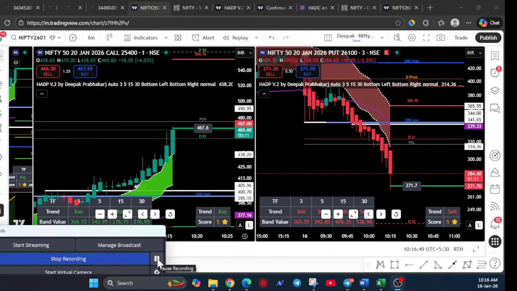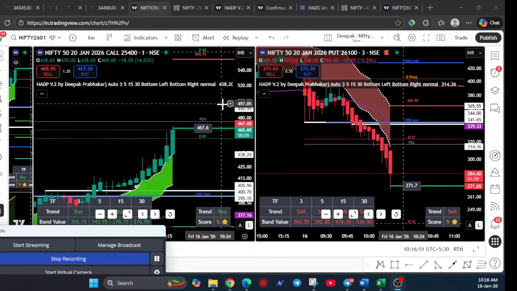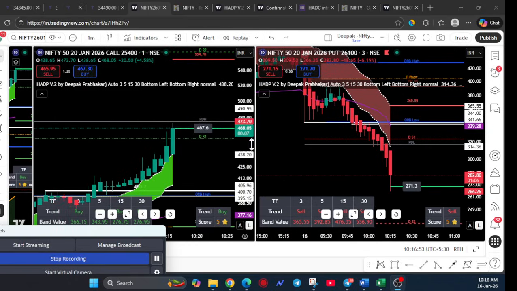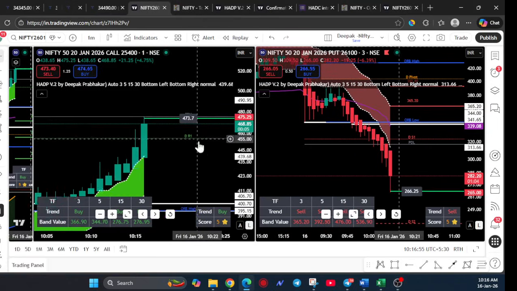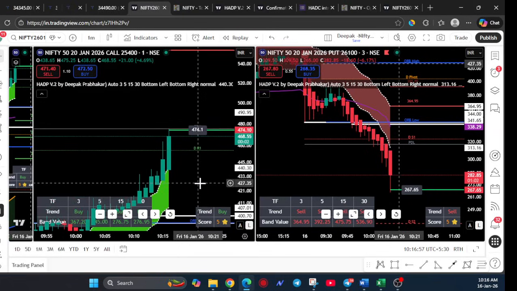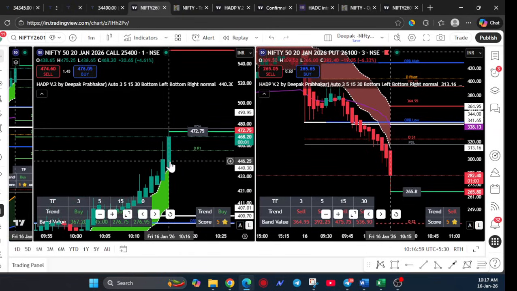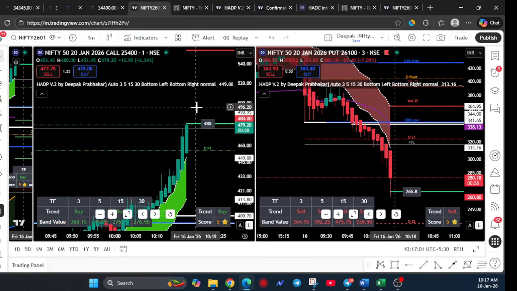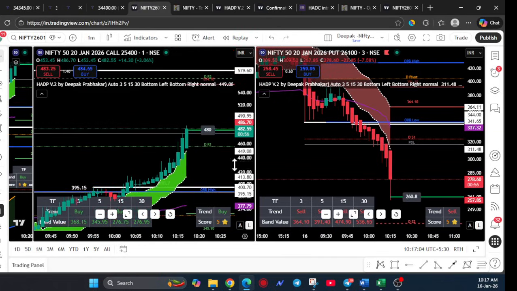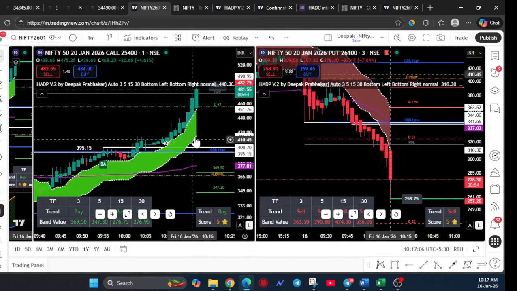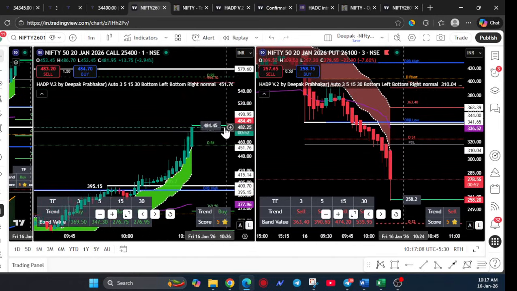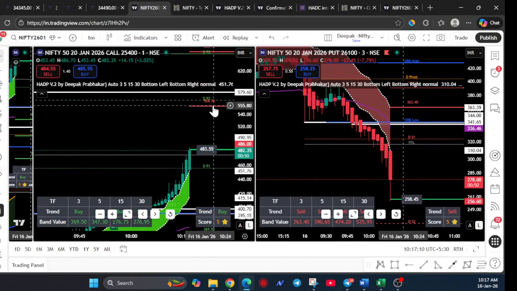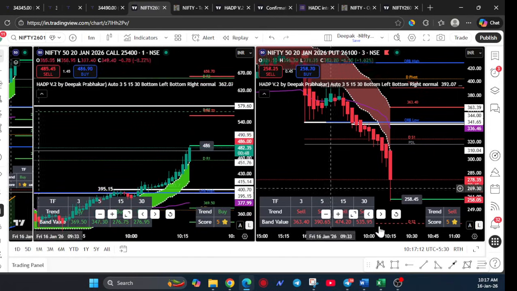It's at 468 already. The previous day high was here. It's touching the previous day high. This call option's previous day high is touched at 475. It's crossed 480. What more do you want, man? See the trend now. Sharp it is, right? 484. Are we moving towards 554 now? Wait and watch.